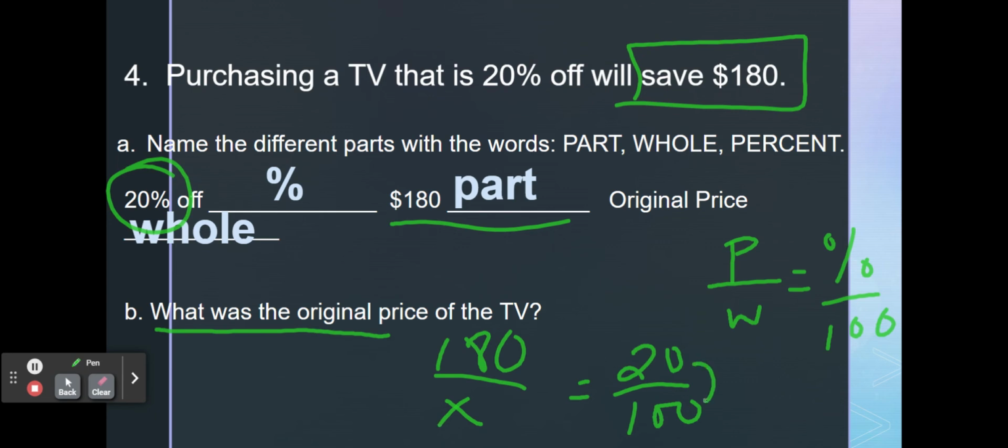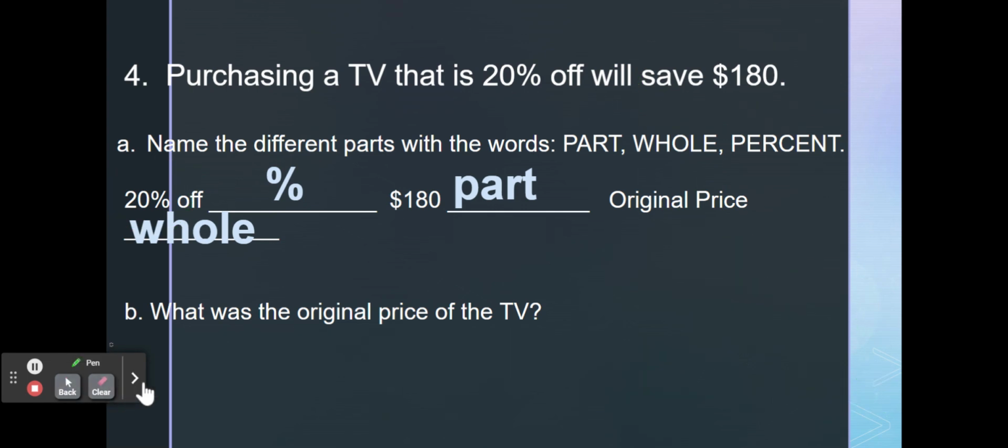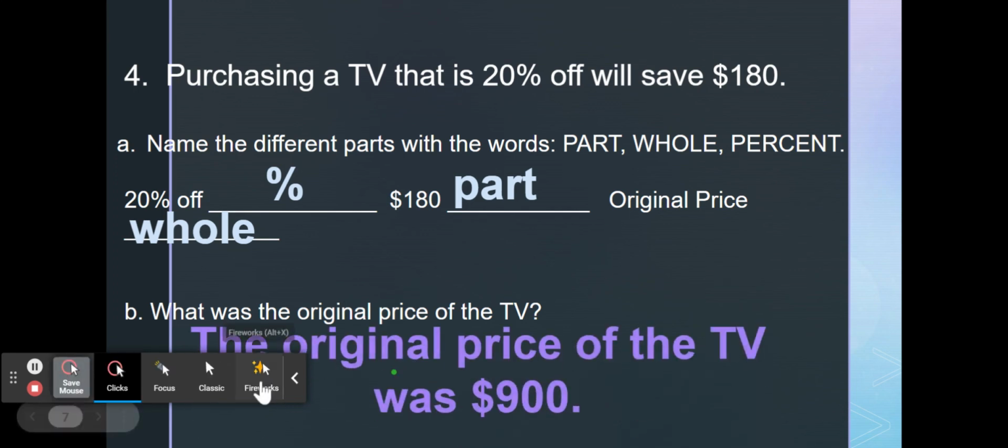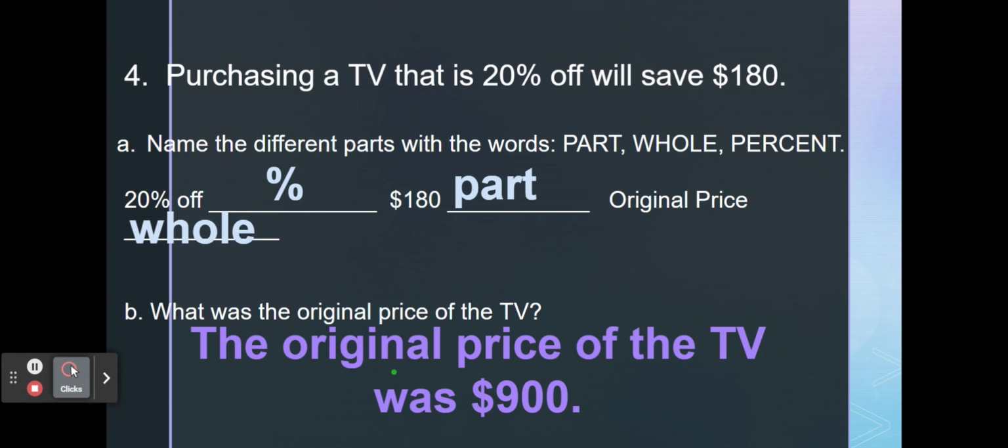There's a connection. 20 times 5 is 100. So I can multiply 180 times 5. And when I do that, I know that I get 900. So the original price of the TV is $900. You can go ahead and write that sentence in. The original price of the TV was $900.